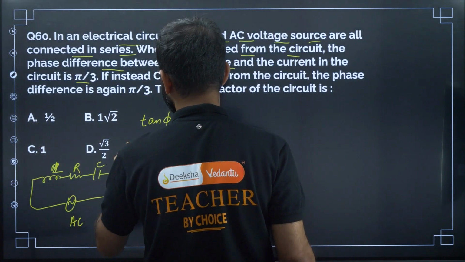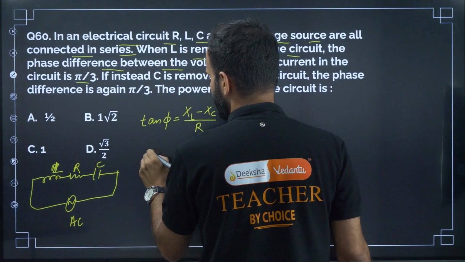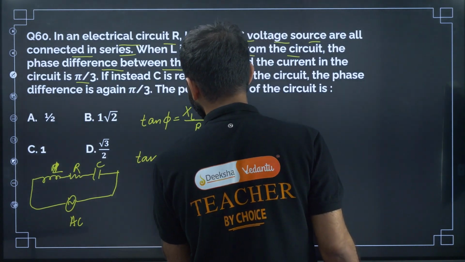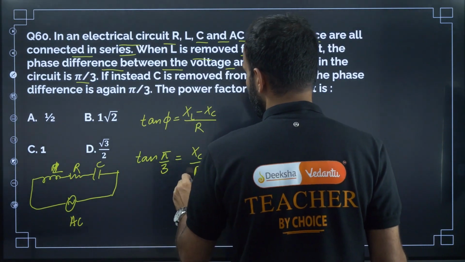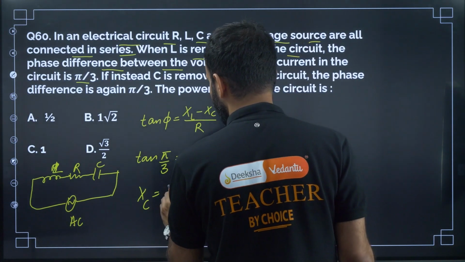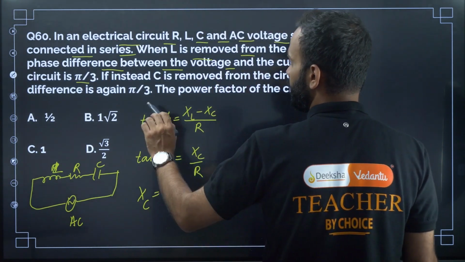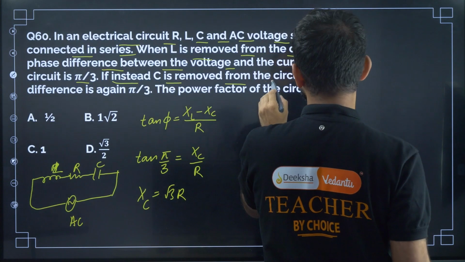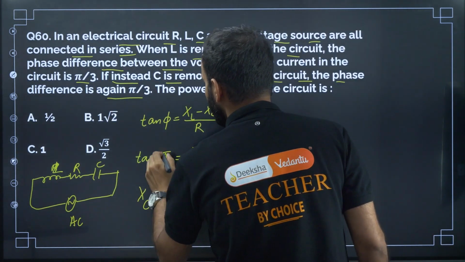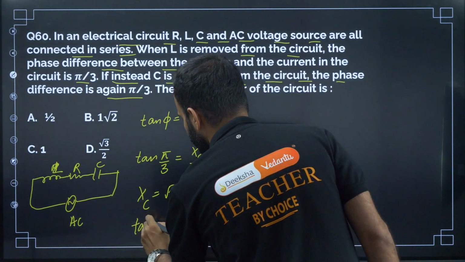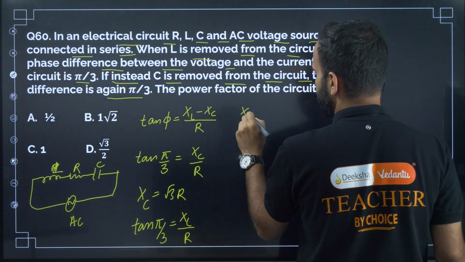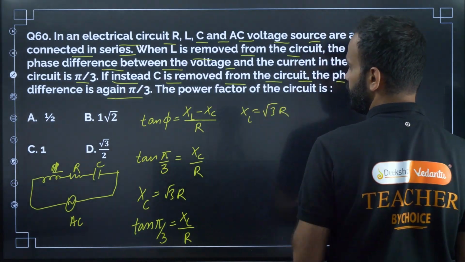So phi equals pi by 3, not tan phi equal to pi by 3. So tan pi by 3 is equal to XC by R. Tan pi by 3 is root 3, so XC is root 3 times R. If instead C is removed from the circuit, the phase difference is again pi by 3. So tan pi by 3 is equal to XL by R. So XL is equal to root 3 times R.